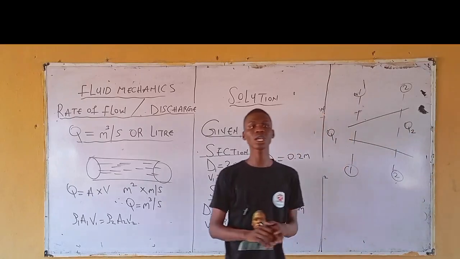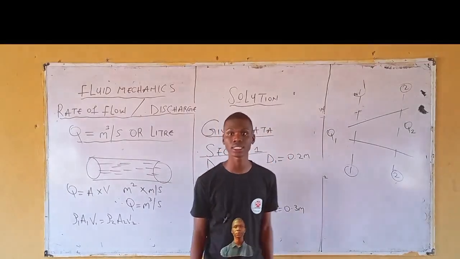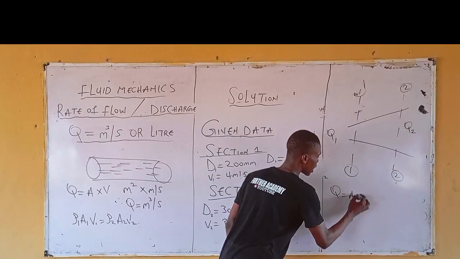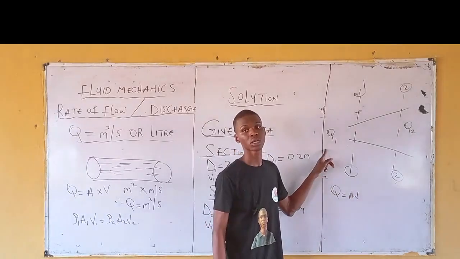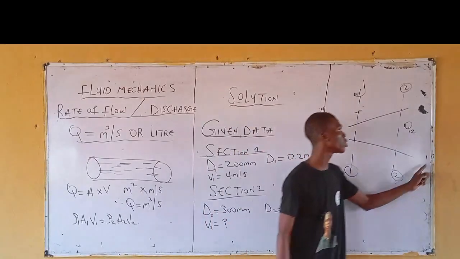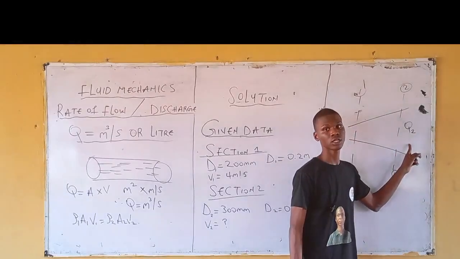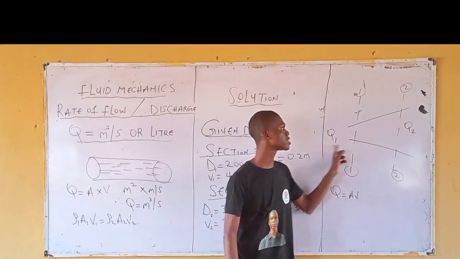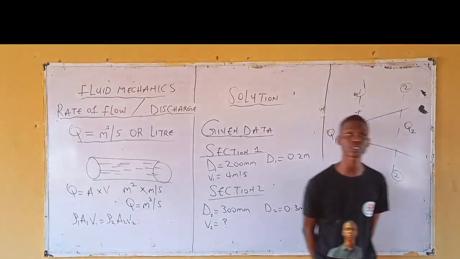Now, when you are solving a theory question, to know if you are correct, what makes up your quantity of flow? Q is equal to area times velocity. Meaning, by the time you know the area and velocity of section 1, use it to get the quantity of flow. It must be the same as the quantity of flow that you are going to get here using the area and velocity here. You get what I'm saying? With that, you will know that you are correct. But if it is not the same, it means you are wrong. And it must be the same following the continuity equation.